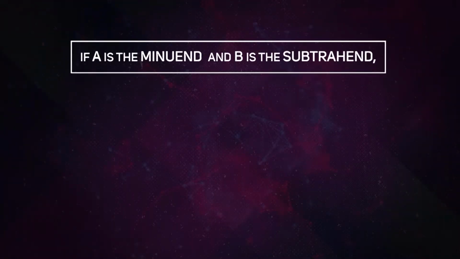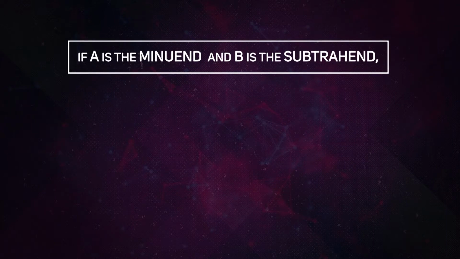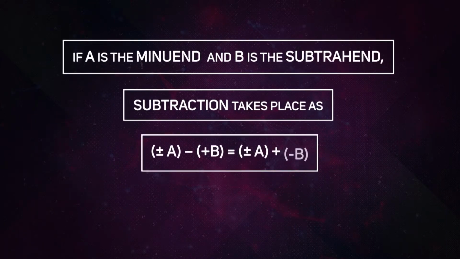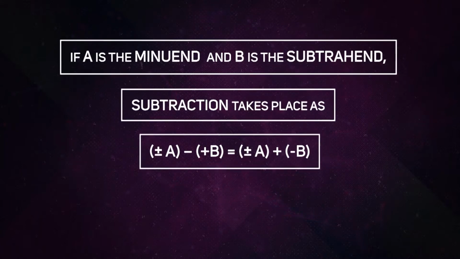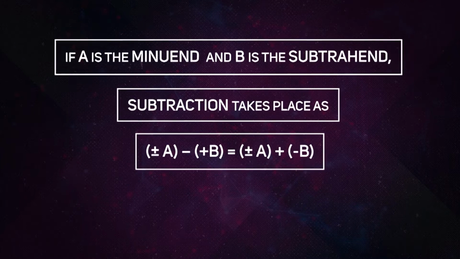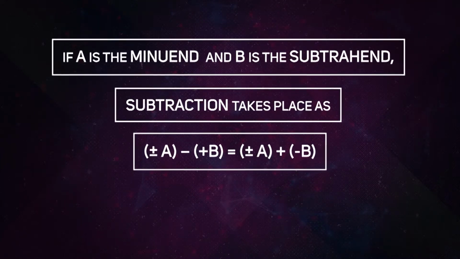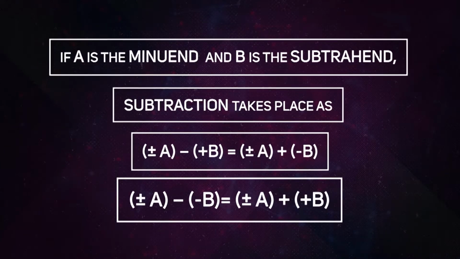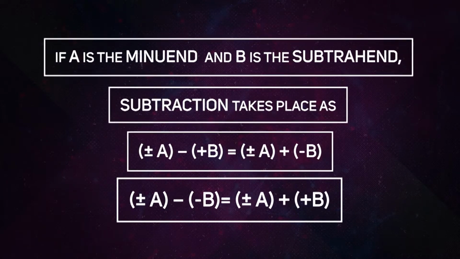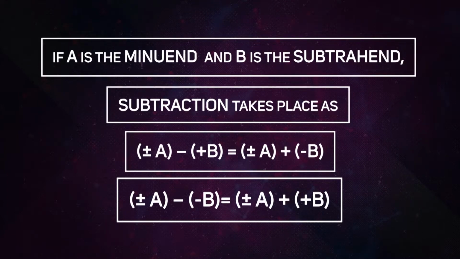In general, if A is the minuend and B is the subtrahend, the subtraction takes place as plus or minus A minus plus B, which is equal to plus or minus A plus minus B. And the next, plus or minus A minus minus B is equal to plus or minus A plus plus B.